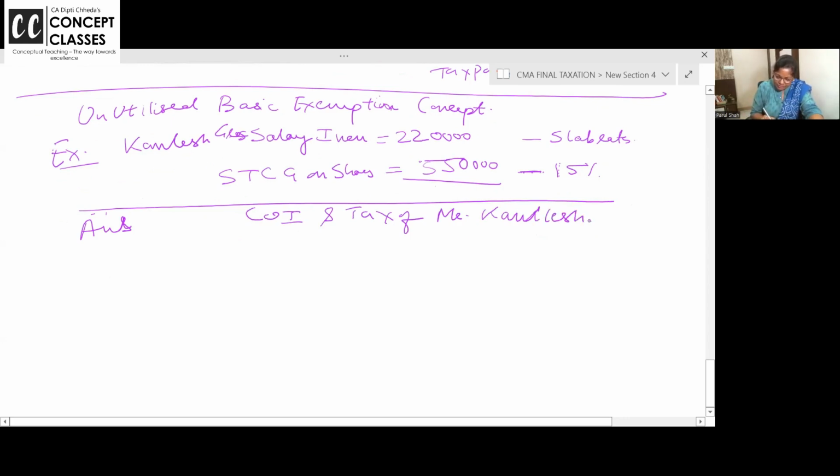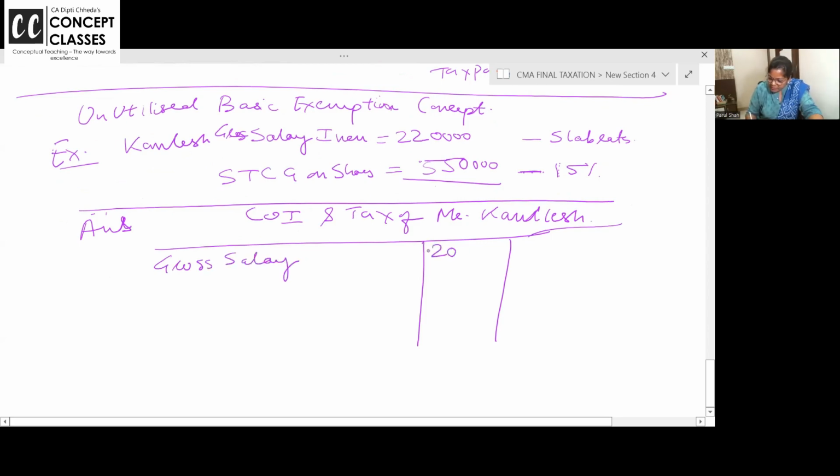Computation of income and tax of Mr. Kamlesh. So always we should take particulars, amount. Now always if they give you gross salary 2,20,000, you have to take a standard deduction of flat 50,000. Salaried people don't get much deduction, but standard deduction is available, flat 50,000. Anyone who studied long back, earlier it was 40, but now it is flat 50,000.